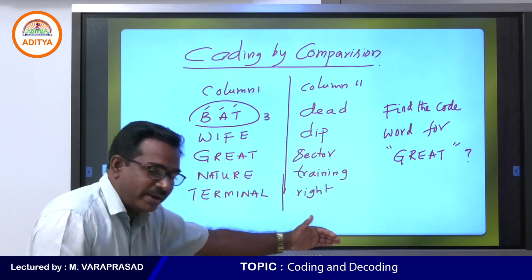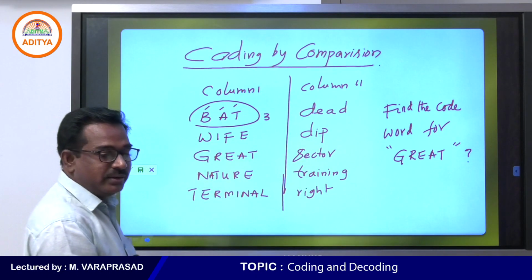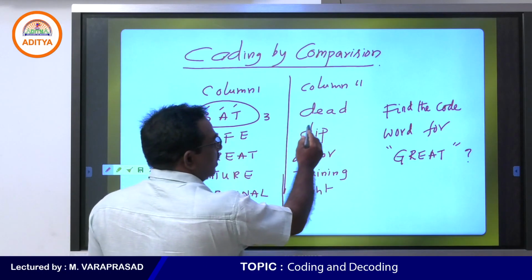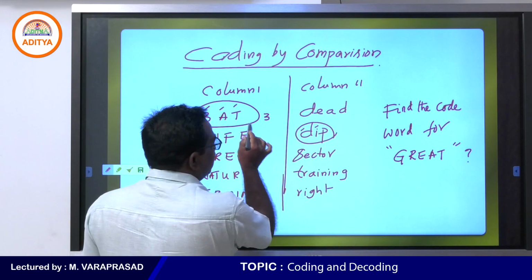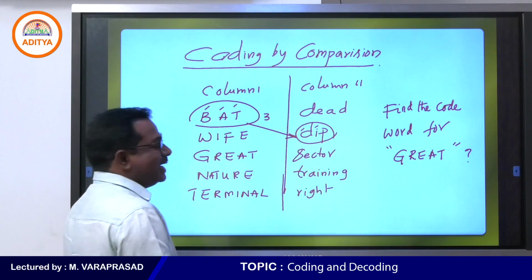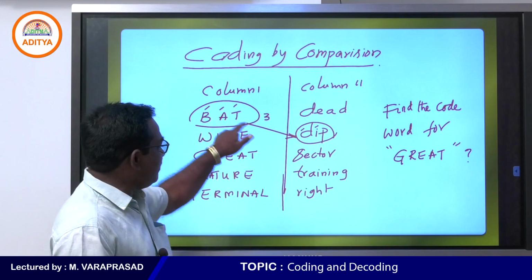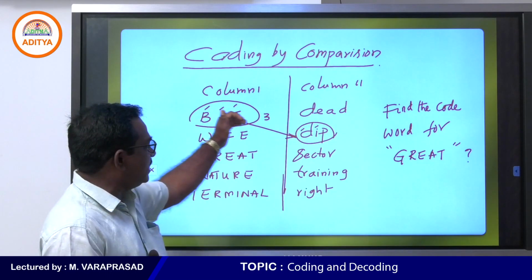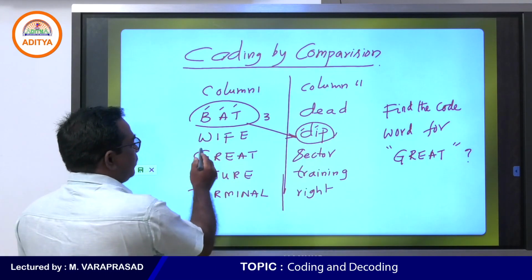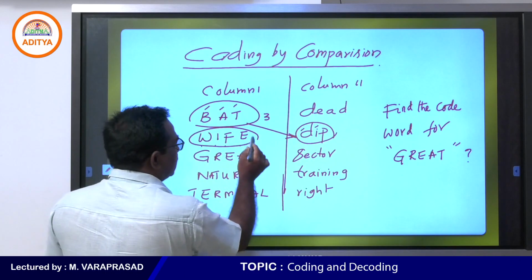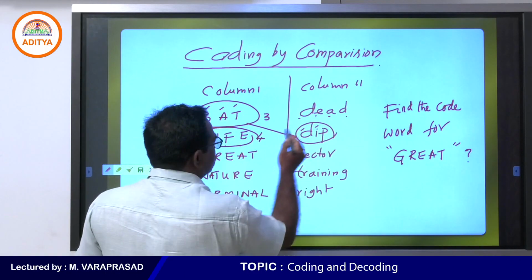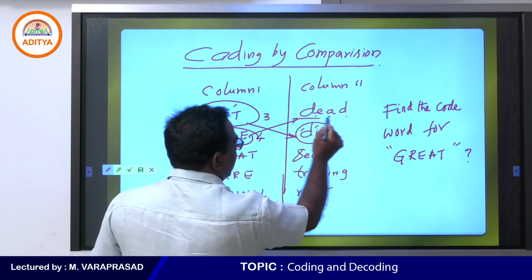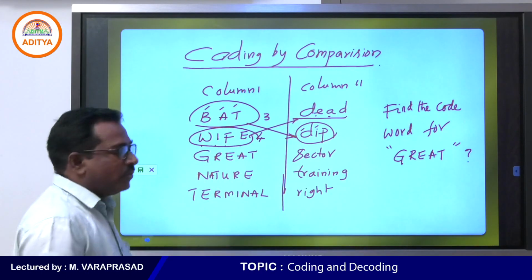In the coded language, where is the 3-letter one? 1, 2, 3. So bat is coded as dip. This has 3 letters and this one has 3 letters. So bat is coded as dip. Now wife, 1, 2, 3, 4. There are 4 letters, so this one is coded as dead. So wife is coded as dead.